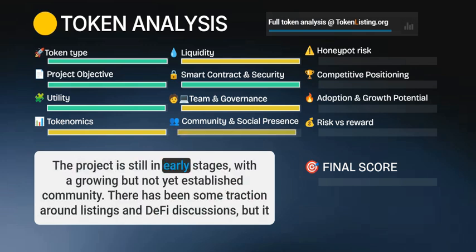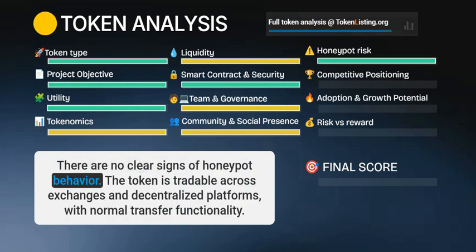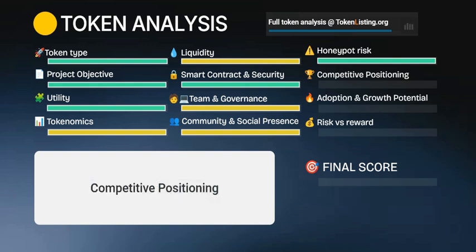Community and social presence. The project is still in early stages with a growing but not yet established community. There has been some traction around listings and DeFi discussions, but it has not reached mainstream attention. Honeypot risk. There are no clear signs of honeypot behavior. The token is tradable across exchanges and decentralized platforms with normal transfer functionality.